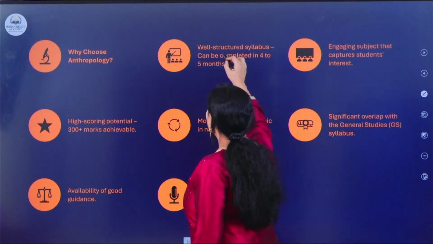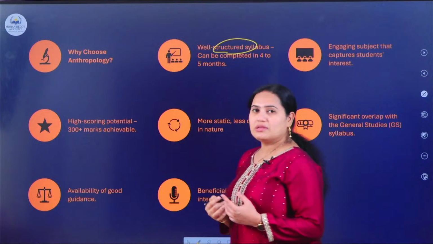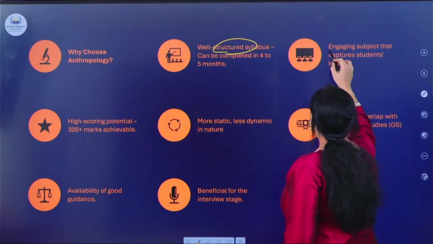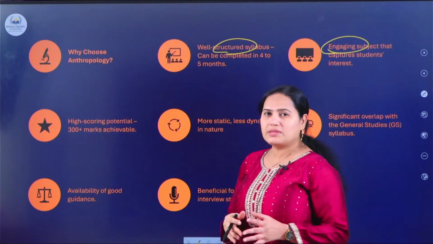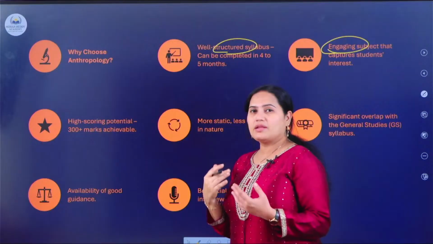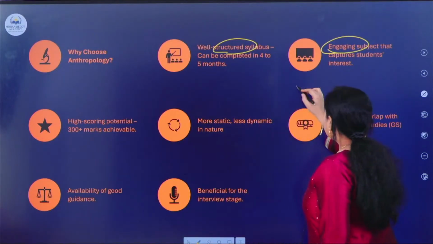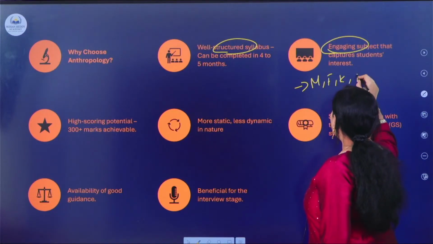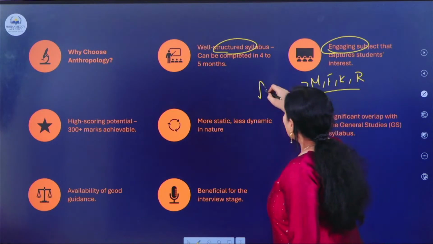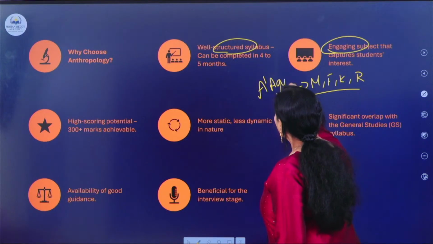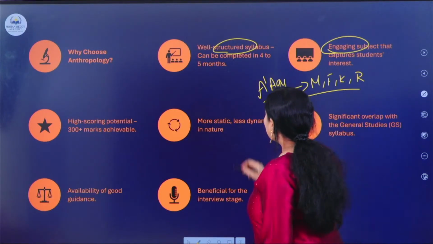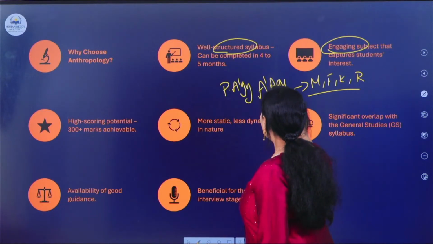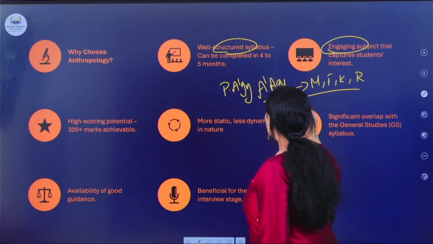We see a well structured syllabus, which you can complete in 4 to 5 months. Apart from that, the subject itself is so engaging. There are many topics in anthropology, in both paper 1 as well as paper 2. Those topics deal with marriage, family, kinship and religion. Apart from that, there is also archaeological anthropology, which is interesting. We also have physical anthropology, which is interesting too, and then we study Indian anthropology, which is once again very interesting.